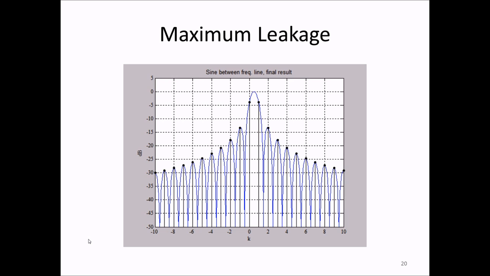And here is the final result. You see we have two values in the middle which are too low. They should be up here at zero, but they are down here. And then we have many values which are significantly different from zero. This is the leakage effect.